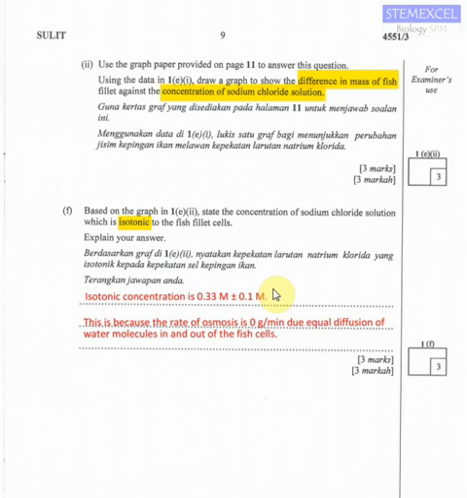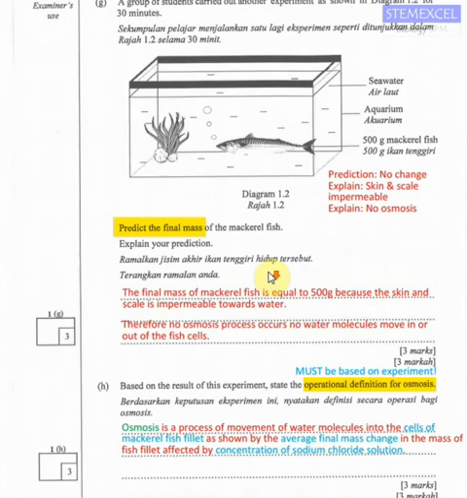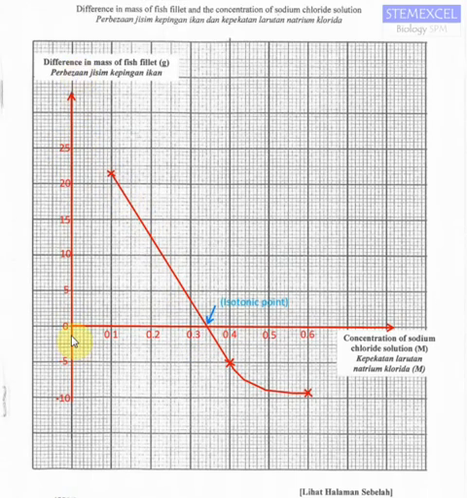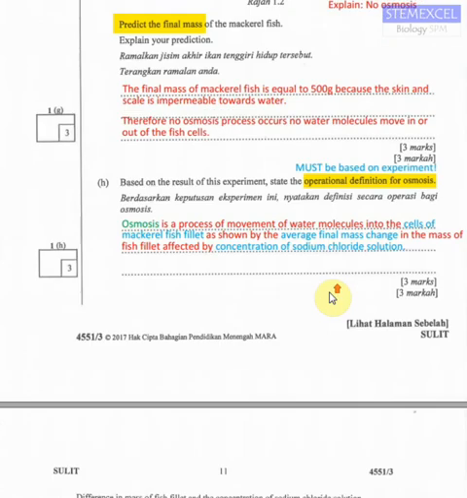So when it means isotonic, it means that there should be an equal rate of diffusion of water in and out of the cell, which means there should be 0 change in the mass here. So this is the point where the line cuts and it is at the 0 change. So this is the change in mass, so there should be 0 here, and this would be the isotonic point. So here would be approximately 0.33 plus minus 0.1 molar.